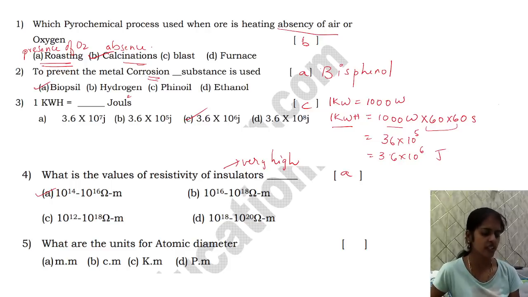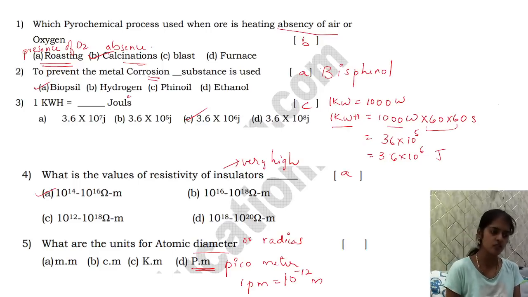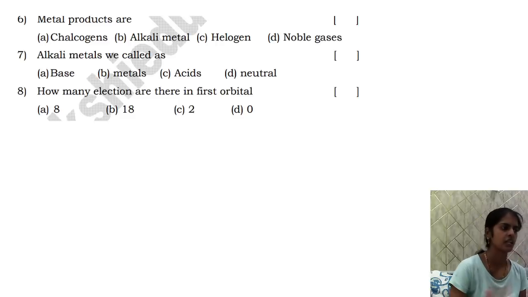Next question. What are the units of atomic diameter? Atomic diameter or atomic radius you measure in PM. PM is called picometer. Now, what is picometer? 1 picometer is equal to 10 power minus 12 meter. So it is very, very small, much smaller than a millimeter. So millimeter, centimeter, kilometer are all wrong options. We measure the atomic diameter or radius in PM, picometer.